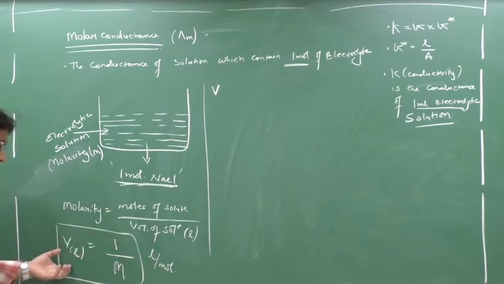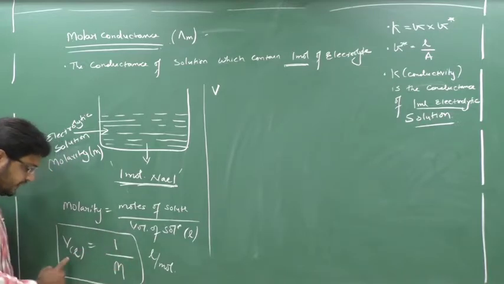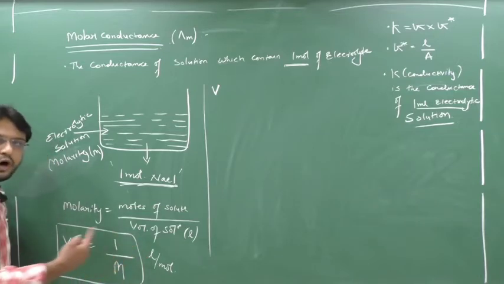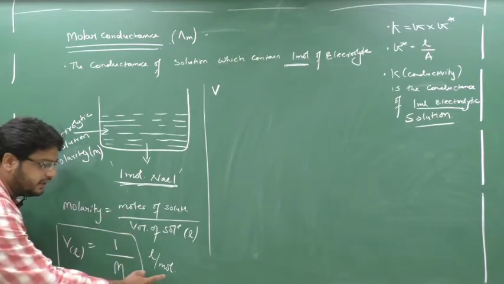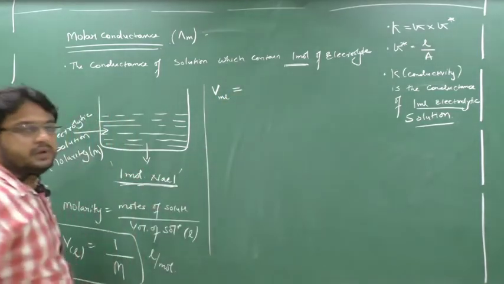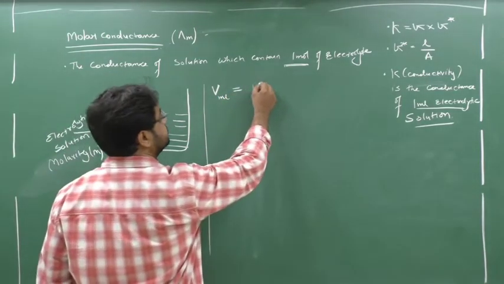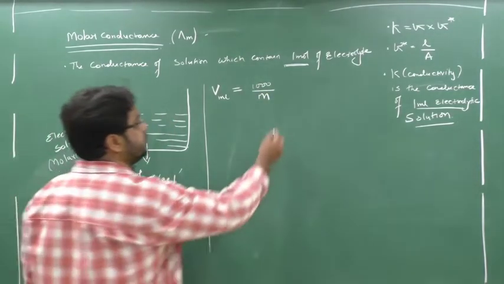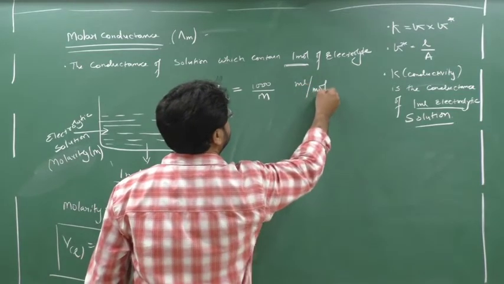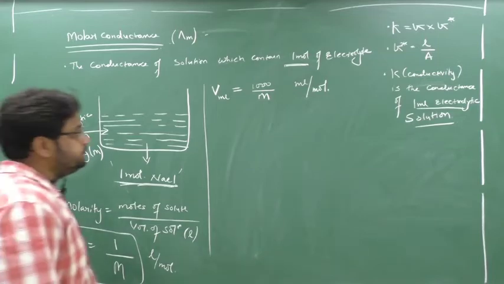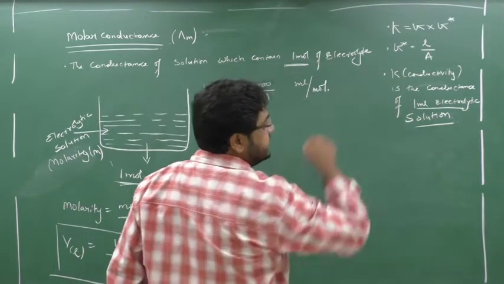So volume of solution in liters will be equal to what? Moles of solute will be 1, divided by M. Now this whole will give me what? Liter. This whole will give me what? Volume. And volume is in terms of what? Liter. But for how many moles? 1 mole. That is written here: liter per mole. Clear? Now if I convert this into ml, the volume of solution in ml will be 1000 by M. So instead of liter per mole, I will get here ml per mole.